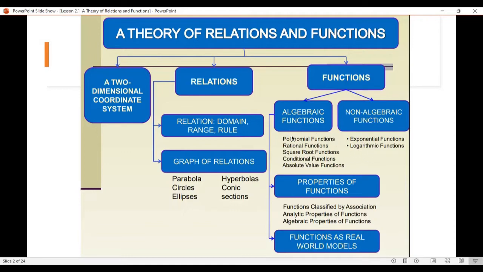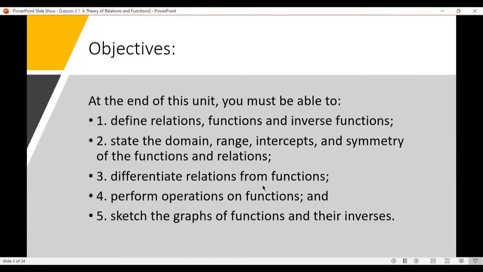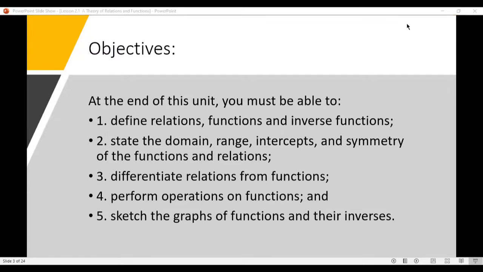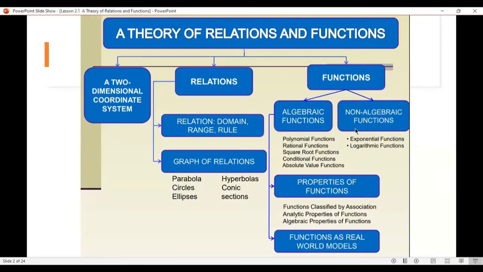Also, we have the properties of functions: functions classified by association, analytic properties of functions, and algebraic properties of functions. And the last part is the model, or what we call functions as real-world models. Okay?